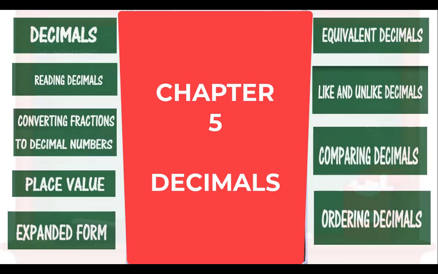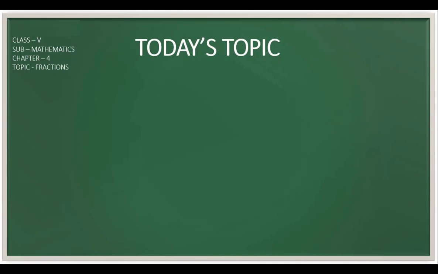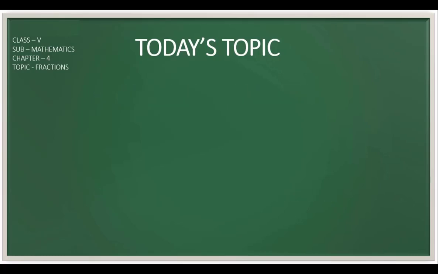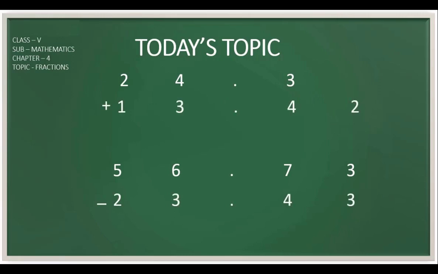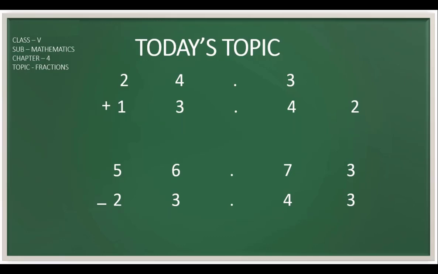Today, again, we are going to continue the same chapter, but the topics which we are going to cover today are addition of decimals and subtraction of decimals. In addition or subtraction, we always write the numbers one below the other such that the decimal point of one number matches with the decimal point of the other number. Then we add or subtract the numbers as we usually do in addition or subtraction.